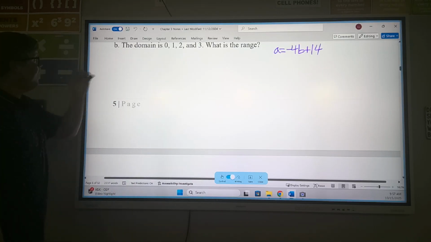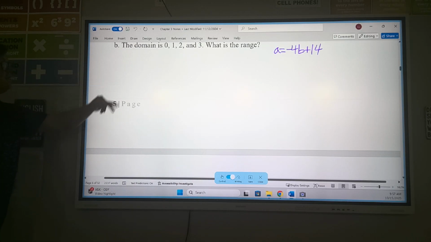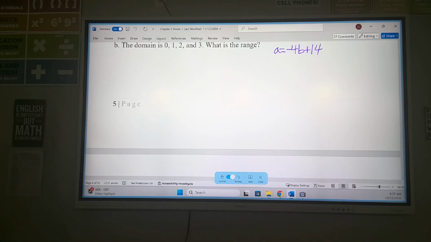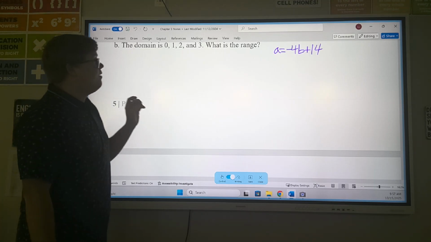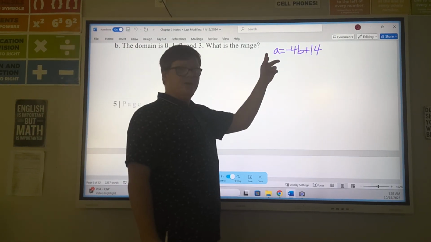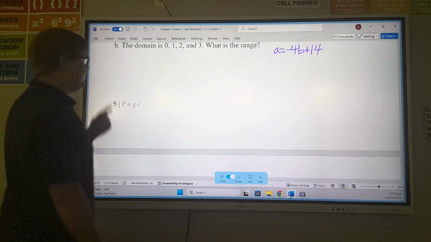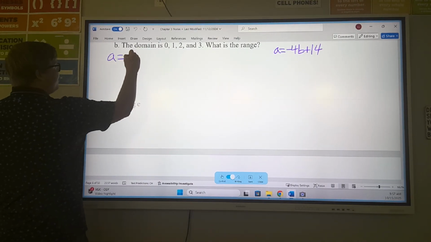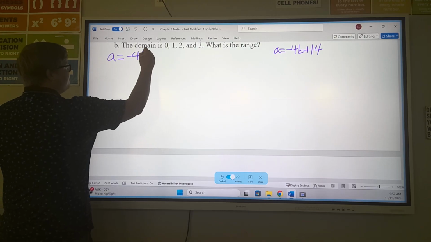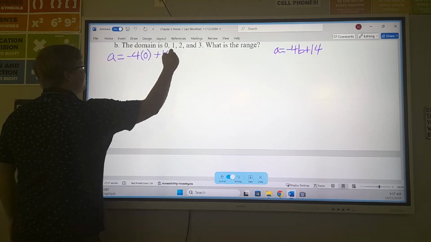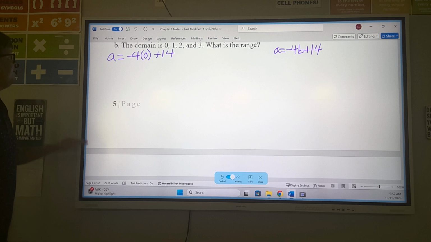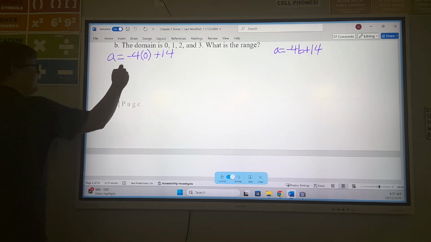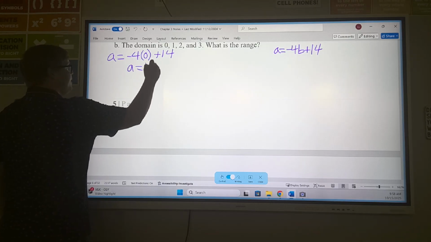Okay, again, our domain starts with 0, 1, 2, 3, and we have our equation, which is a equals negative 4b plus 14. Remember, we are plugging our independent variable in to get an output, which is the number of avocados. So we look, the number of avocados, which is a, equals negative 4 times 0 plus 14. So we look, negative 4 times 0 is 0, 0 plus 14 is 14.